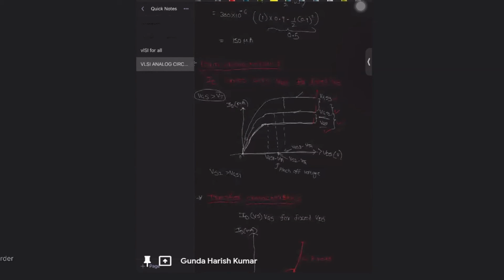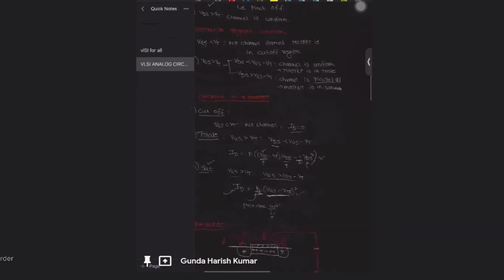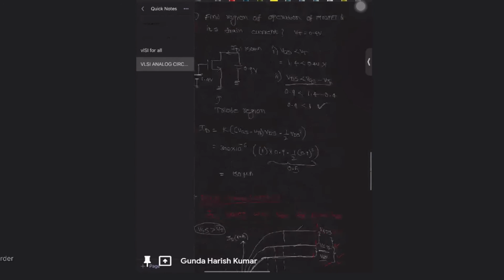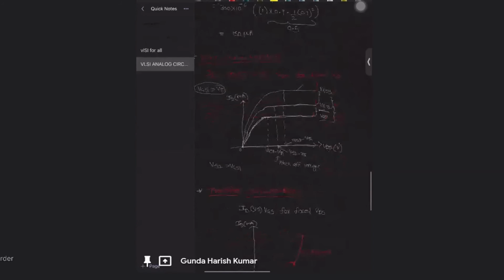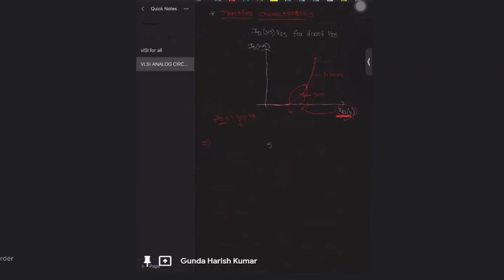VGS is small in this region. Here VGS is more, in linear it has more. For a constant VGS, saturation is more. Because in the equation also you can see that both the currents directly depend upon the VGS. So for a constant VGS, we can say that in saturation it will be more.